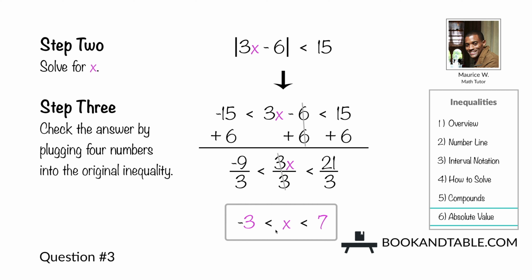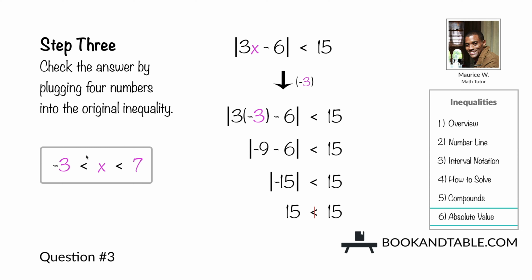And we want to check this answer by plugging 4 numbers into the original inequality. So we first want to plug in 2 numbers to test the left side of this inequality. So we'll plug in negative 3, which should not work. And then we'll plug in negative 2, which should work. 3 times negative 3 gives us negative 9. Negative 9 minus 6 is negative 15. And the absolute value of negative 15 is 15. Giving us the false statement, 15 is less than 15.